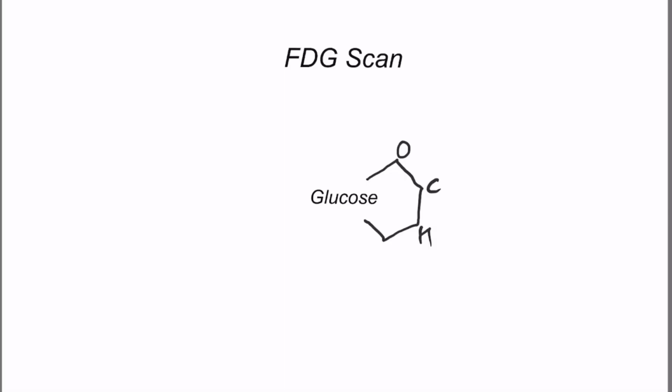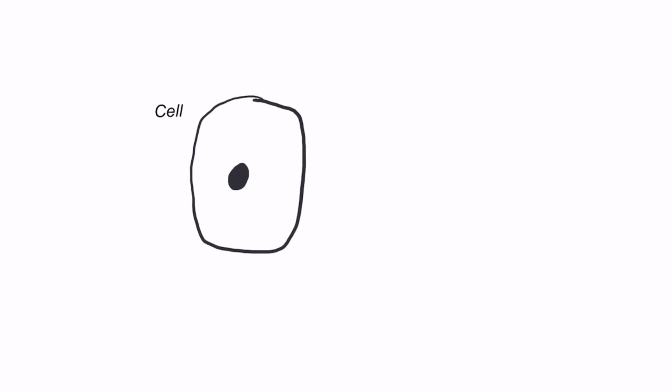The most common form of PET scan is the FDG scan. FDG stands for fluorodeoxyglucose. In glucose, one oxygen is replaced by fluorine-18, which is radioactive. In cells, glucose enters through special receptors called GLUT receptors. These receptors cannot differentiate between a glucose molecule and a fluorodeoxyglucose molecule.